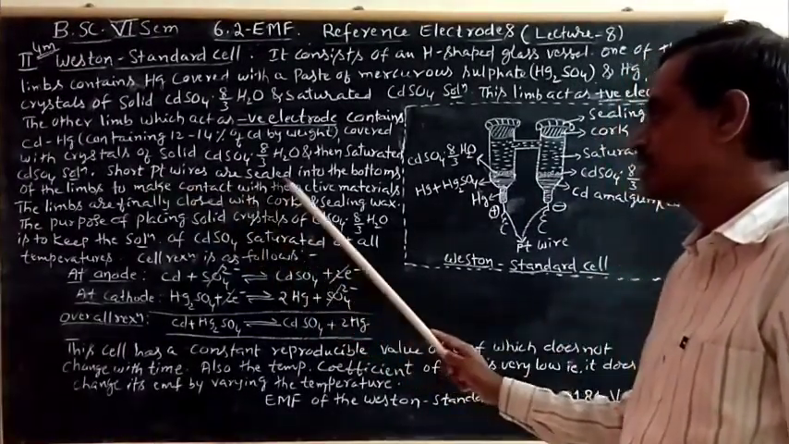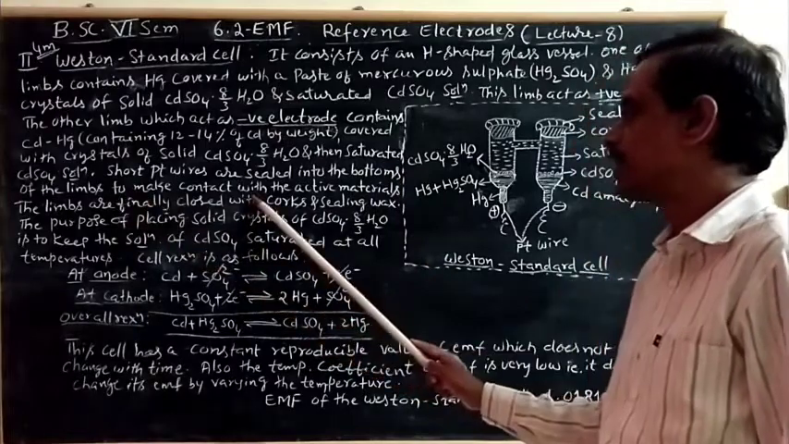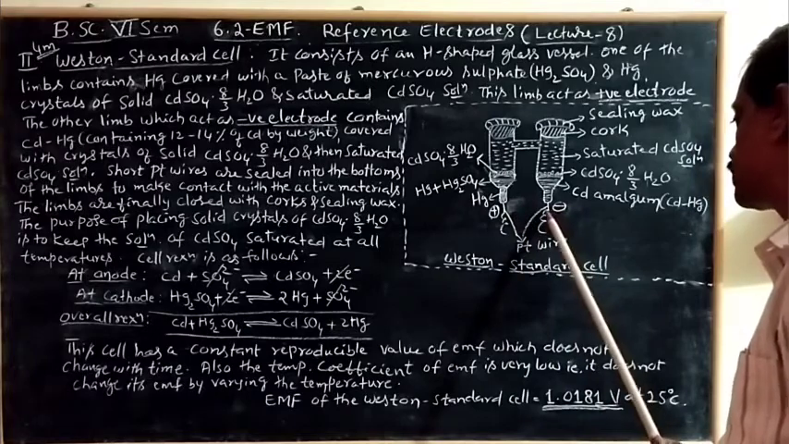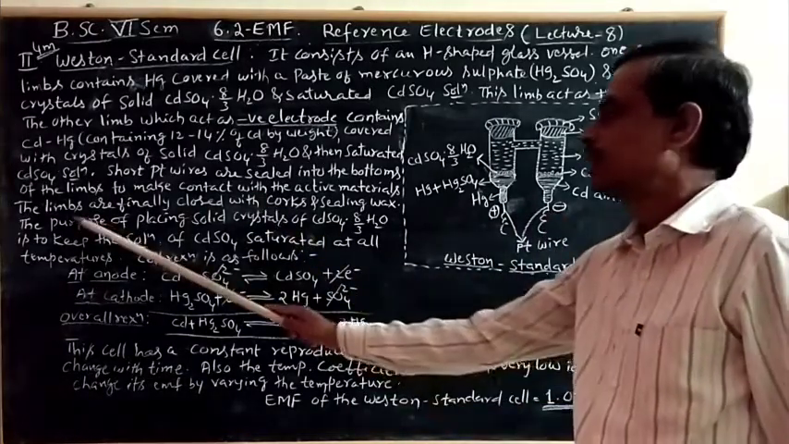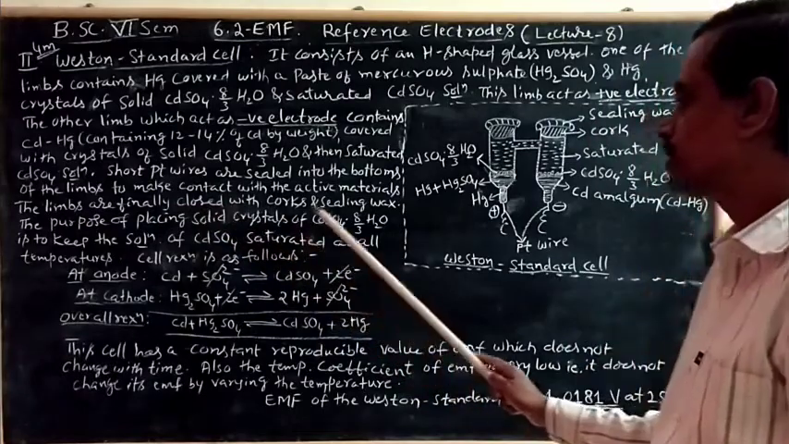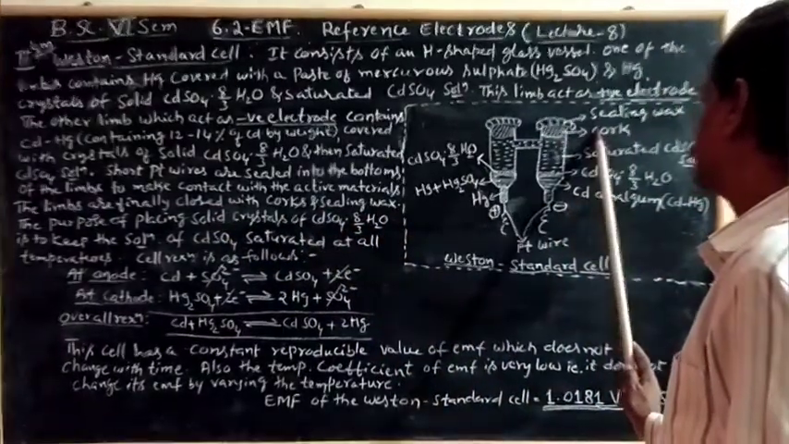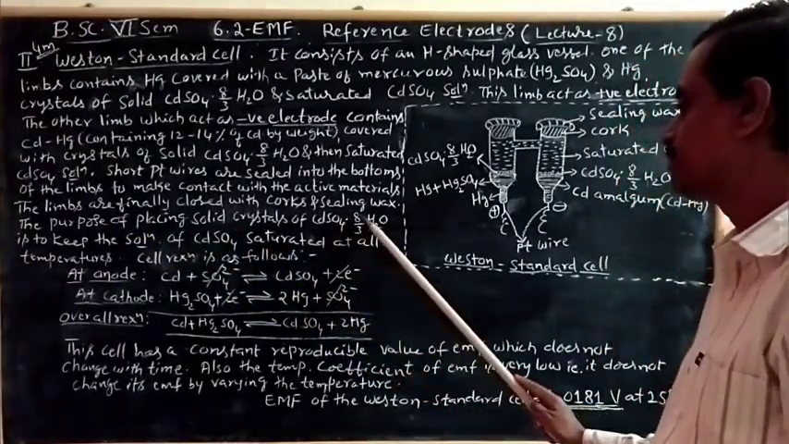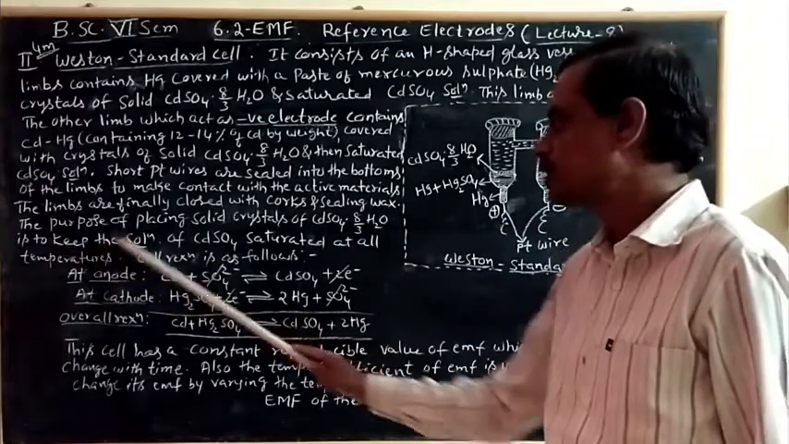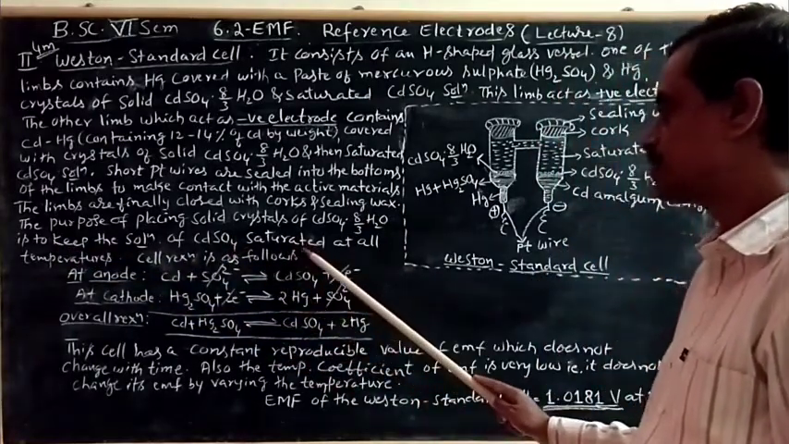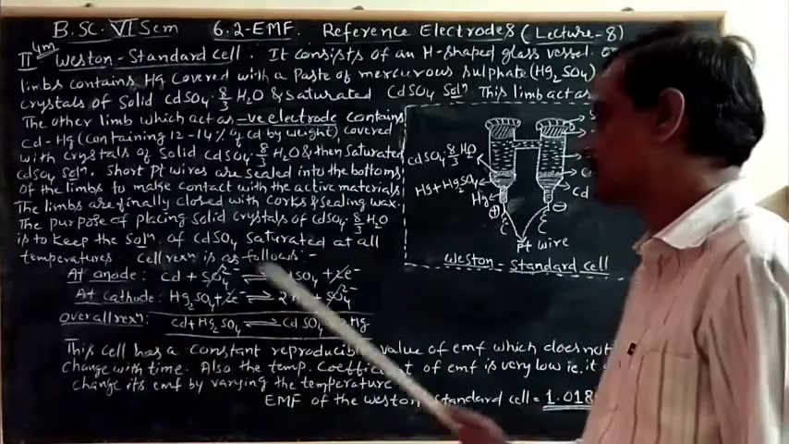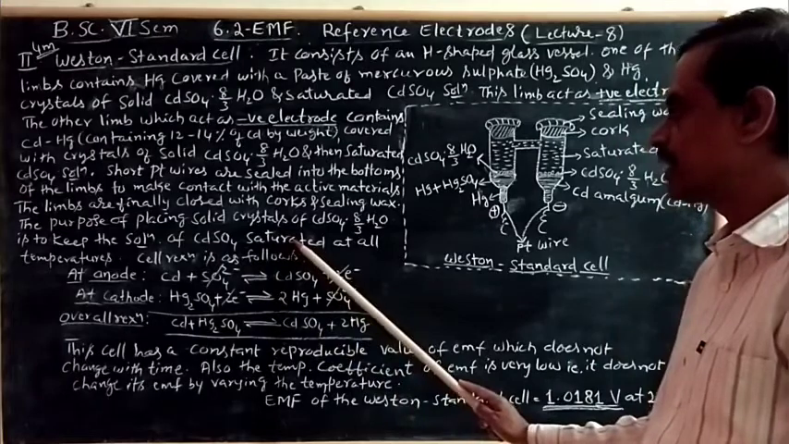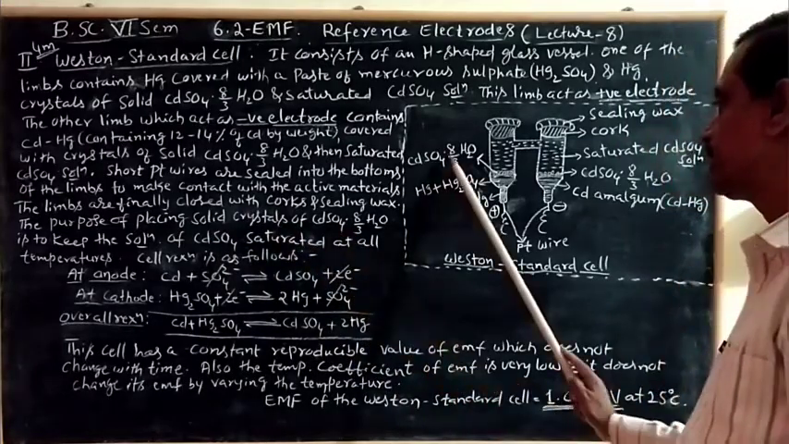Short platinum wires are sealed into the bottoms of the limbs to make contact with the active materials. So this is platinum, this is also platinum. The limbs are finally closed with corks and sealing wax. The purpose of placing solid crystals of cadmium sulfate 8/3 H2O is to keep the solution of cadmium sulfate saturated at all temperatures. That means at all temperatures we must have this saturated cadmium sulfate solution. Further, we are adding the solid crystals of cadmium sulfate 8/3 H2O here.